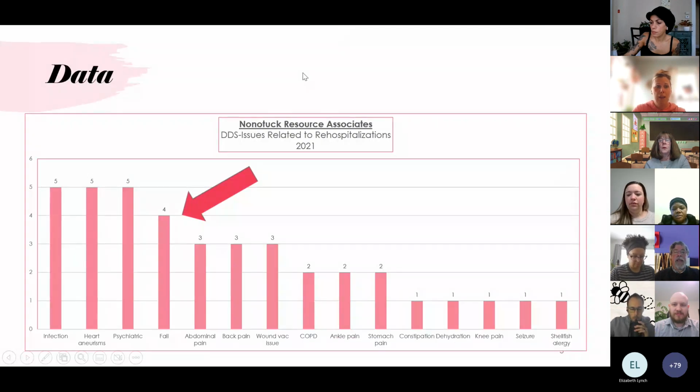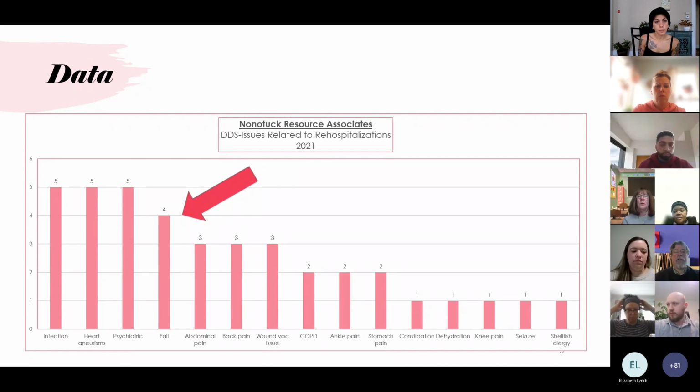All right, let's take a look at some data. Several years ago, when we were going through our first CARF, we put together a performance improvement plan to take a look at rehospitalizations and hospitalizations at Nonotuck, and started gathering some data. And we started noticing that there were several types of incidents that were popping up in our DDS, ABI, and MFP services. Falls was the fourth issue that was related to rehospitalizations.